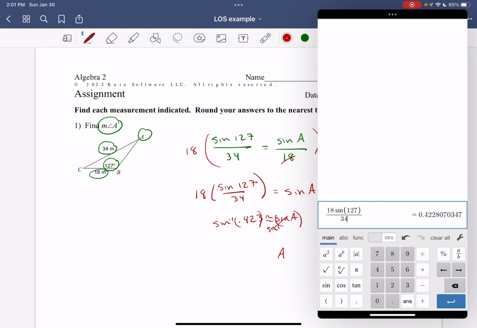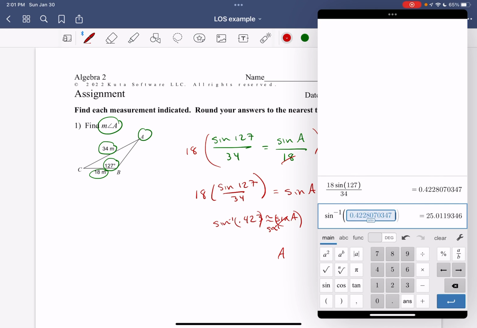Now I'm going to make sure that I use my stored value. So here I'm hitting sine, and here I can just hit answer. On your TI, just go up with your arrow key and enter on the answer you had, and it'll bring all those stored values down. So we get that A is just about 25 degrees.